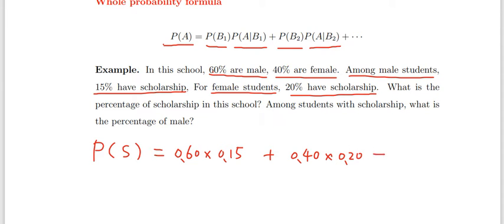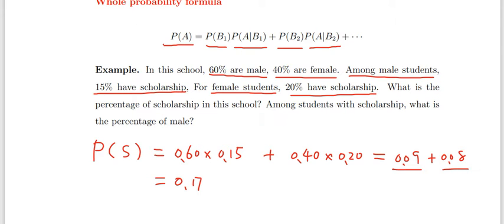Okay, so we find this is 0.09 and this is 0.08. So for all people, male and female put together, it is 17%. Among the 17%, this part is from male and this part is from female.